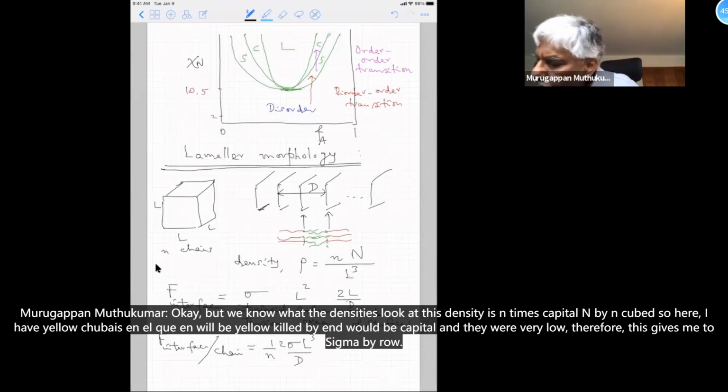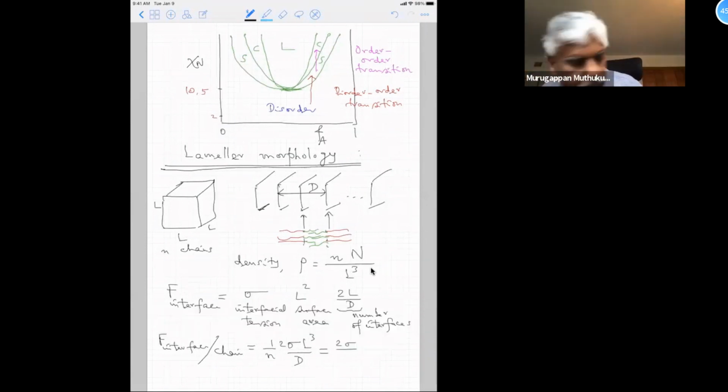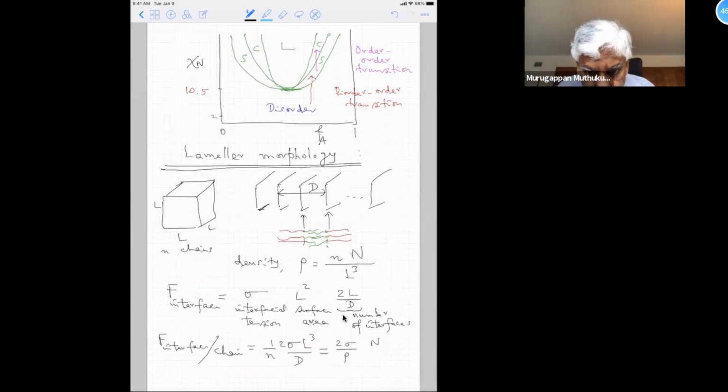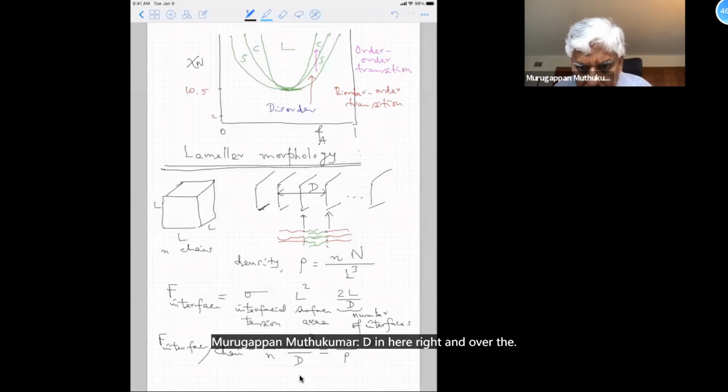Okay, but we know what the density is. Look at this. Density is n times capital N by L cubed. So here I have L cubed by n, and L cubed by n would be capital N divided by rho. Therefore, this gives me 2 sigma by rho, right, times N. And then there's also this D in here, right? N over D.